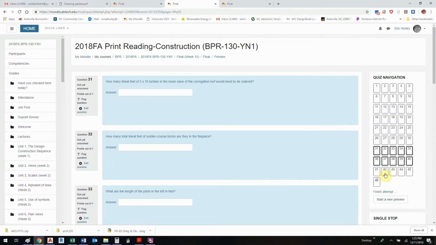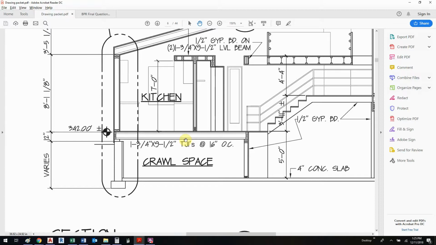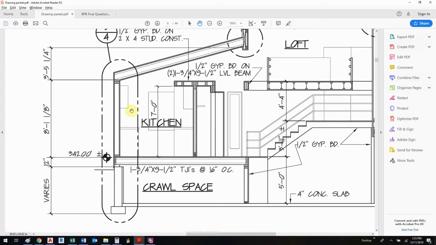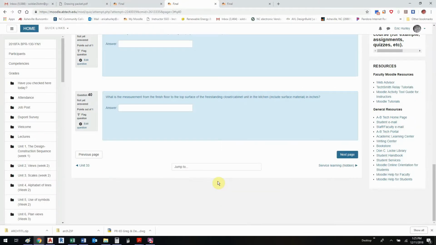Lastly, what about number 40? What is the measurement from the finish floor to the top surface of the freestanding closet cabinet unit in the kitchen? Back on this same detail, I'm asking what is the top to the ground, or from the floor to the top of this. You need to figure that out. Here's some information on that. That is all I'm going to tell you.